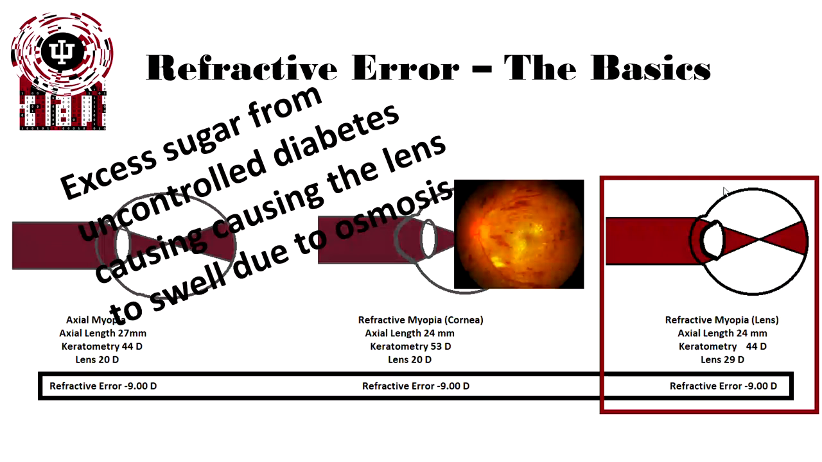One way is through diabetes. In diabetes, we have excess sugar in the vitreous and in the aqueous humor. And this can actually penetrate into the lens, causing an osmotic change. That lens swells, inducing myopia, causing the lens to be more curved than normal.